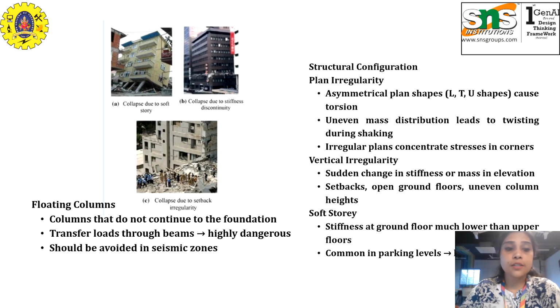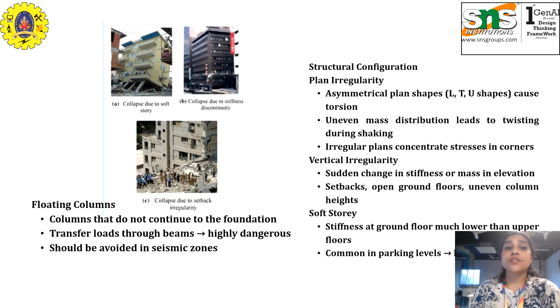Next is floating columns, which are a serious danger. A floating column is one that stops at an intermediate floor instead of reaching the foundation. The column which does not reach the foundation is termed a floating column. So the load transfers through beams, making the system unstable. During an earthquake, the beams carrying the load can fail suddenly. So floating columns must be avoided in all seismic zones. Many past earthquake collapses are linked to this one design mistake.